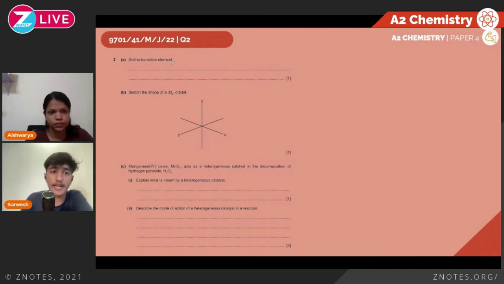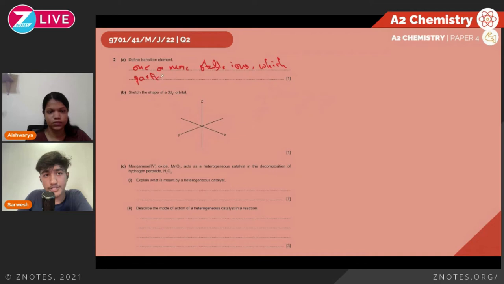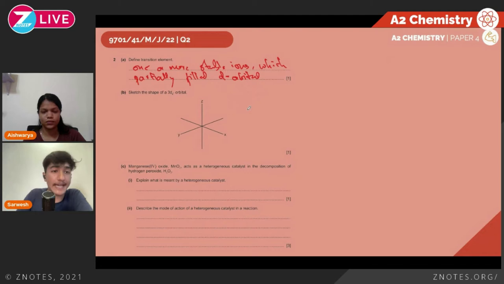So question two, we are asked what a transition element is. So based on what's defined in the book, a transition element is an element which forms one or more stable ions. So it should have one or more stable ions. And you also have a condition for the one or more stable ions formed, which is that they should have a partially filled d orbital. So if it does not have a partially filled d orbitals, it is not a transition element, even if it has one or more stable ions.